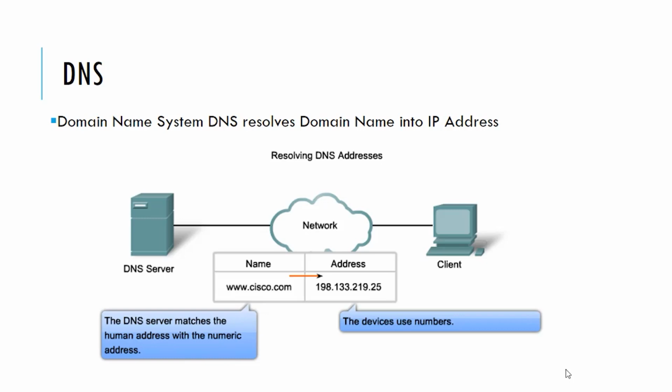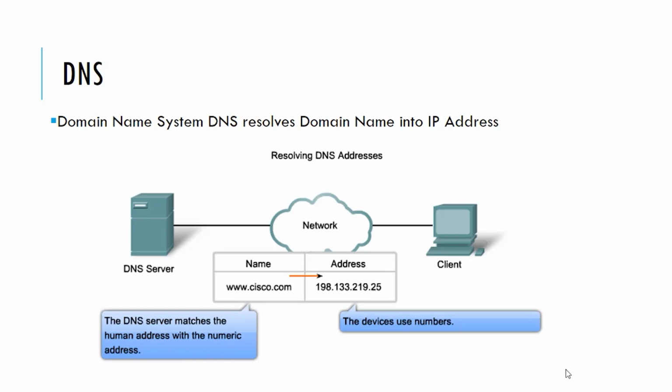This is a name that can be understood by humans, but the machine needs numbers, needs addresses to work with. So this resolution between names that are understood by humans into addresses that are understood by machines is done via the DNS, the Domain Name System. The DNS server here matches the human address with the numeric address. The device uses numbers, understands only ones and zeros and numbers.